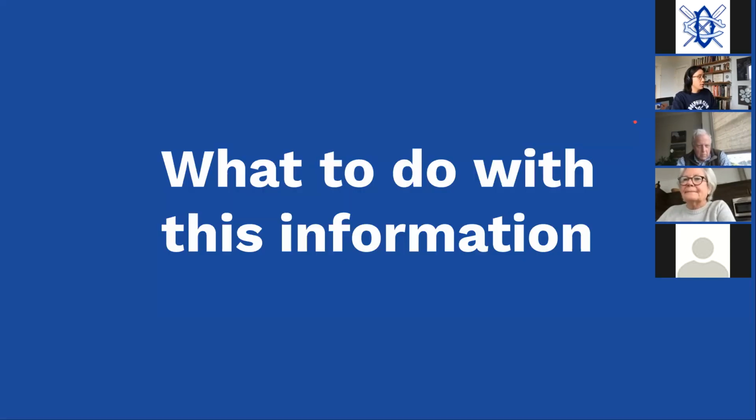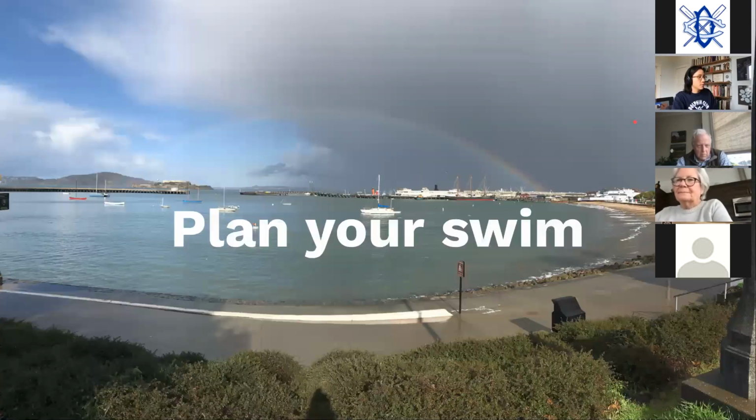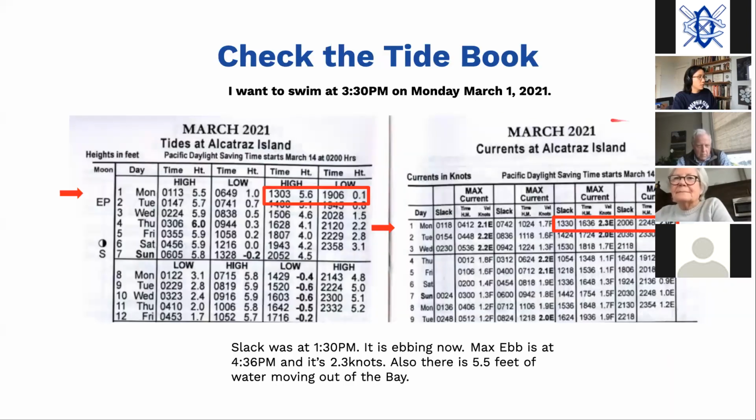Okay, so what do you do with this information? Well, let's plan your swim. Let's say I wanted to swim at 3:30 p.m. Monday, March 1st, 2021. Well, I would check the tide book and look generally around where I want to go swimming. Times are printed in a 24-hour clock, so you might need to learn how to read a 24-hour clock, but it's not too hard.